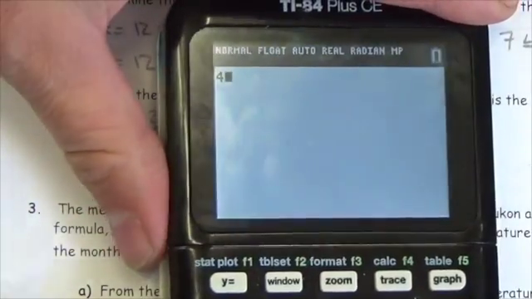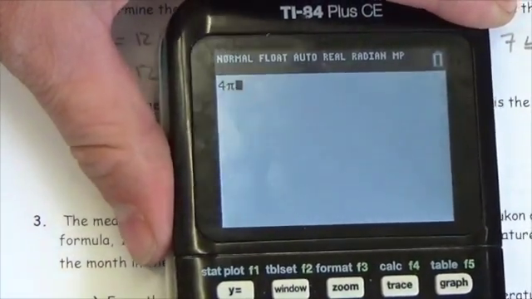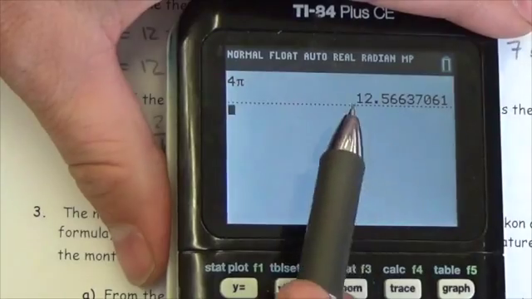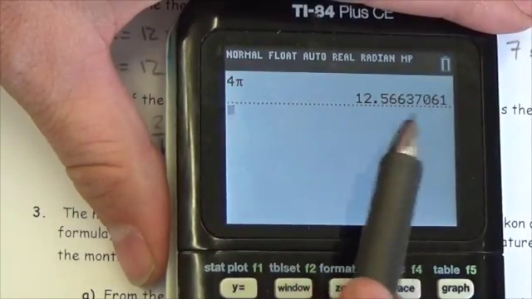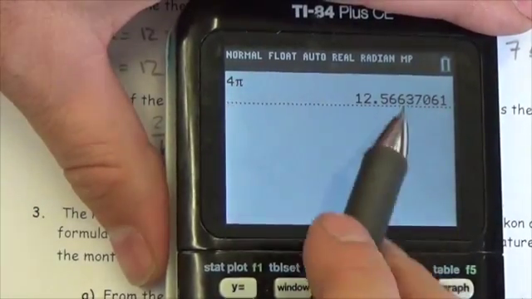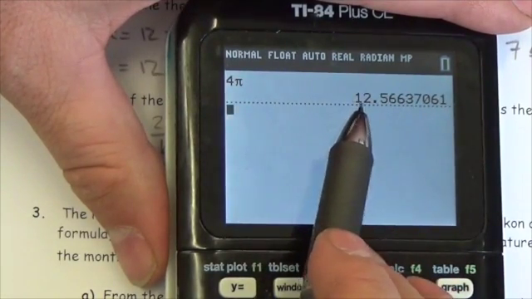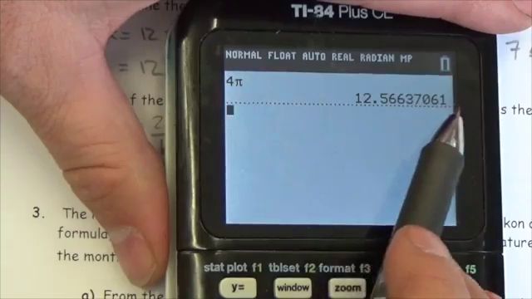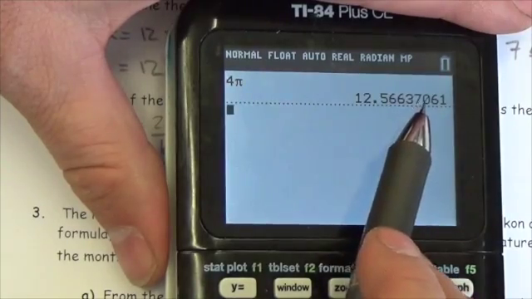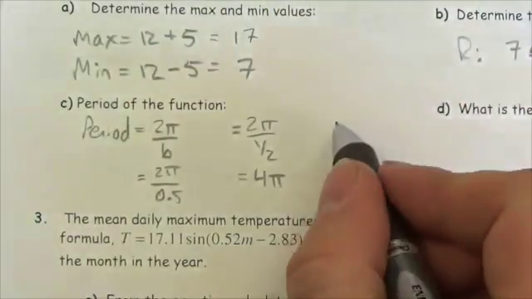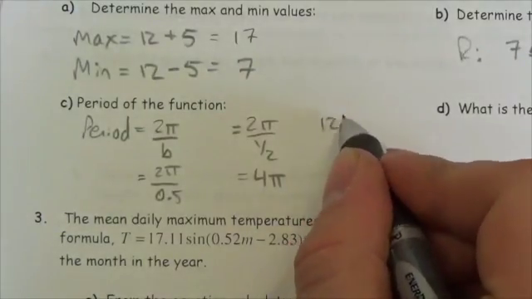And so 4 times pi numerically is roughly 12.566, and you can see how that goes on there. Okay, well, this number means something more to me. This is going to be 12 hours and 0.566 blah blah blah of an hour. So I know that this is going to take 12 hours.